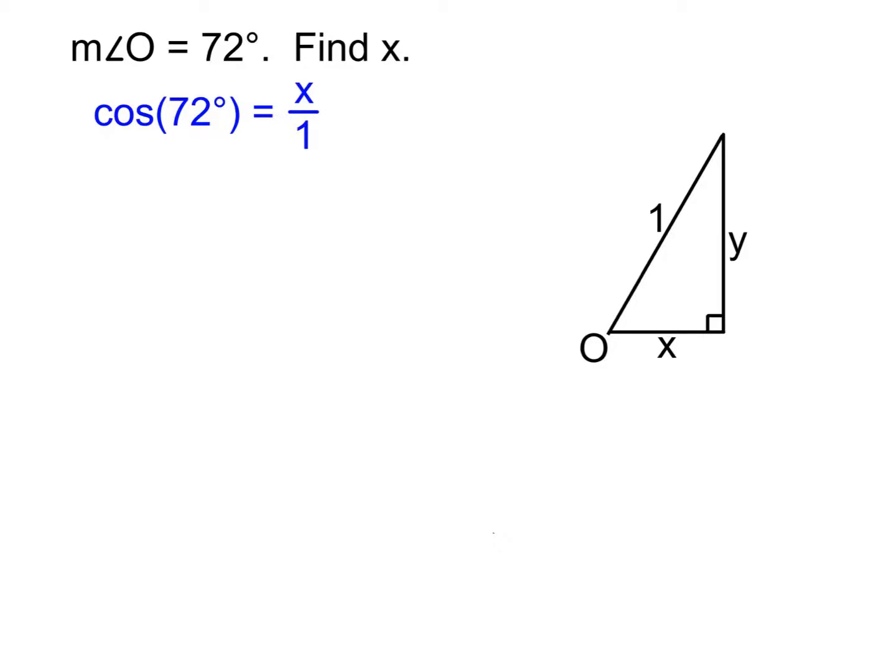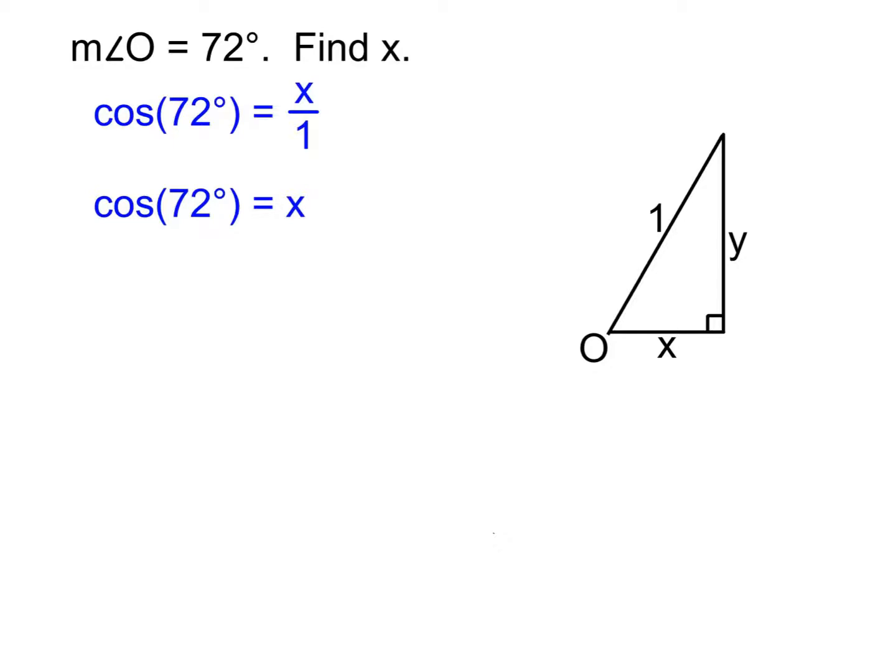So, we got cosine of 72 because it's always cosine of the angle, equals, and cosine equals adjacent over hypotenuse. So I put the adjacent on top, that's the x, and the hypotenuse on bottom, in this case, that's the 1. Now, this is a very particular situation. This is a particular case which actually is going to make our life a little bit easier. Because what does x over 1 equal? Well, anything over 1 is just itself. So x over 1 is just x.